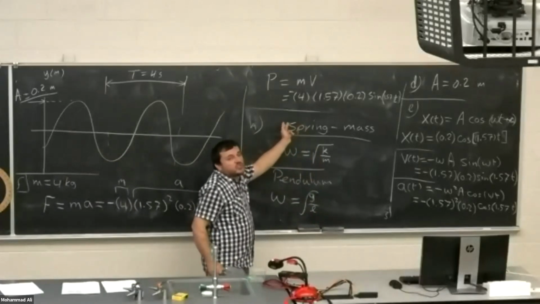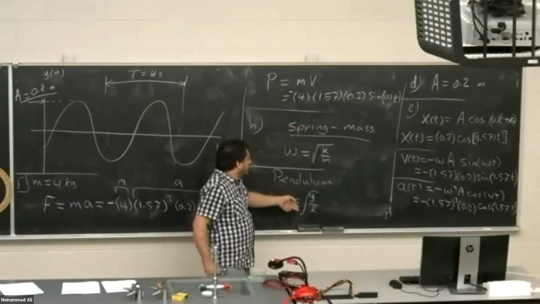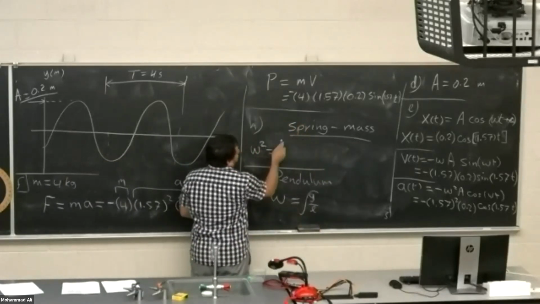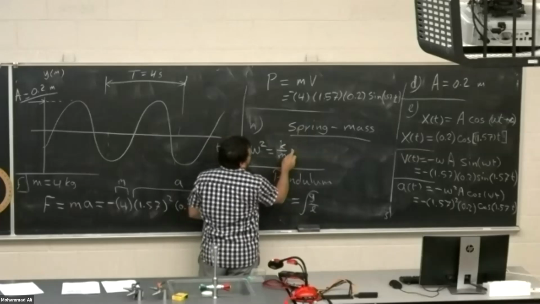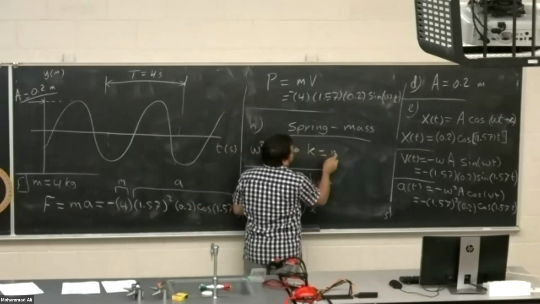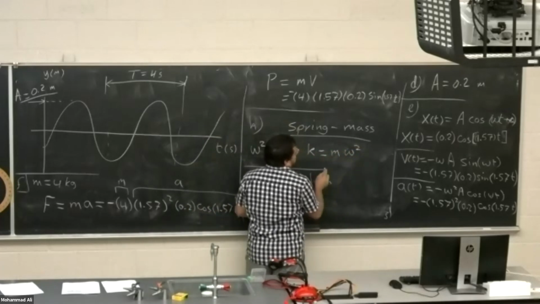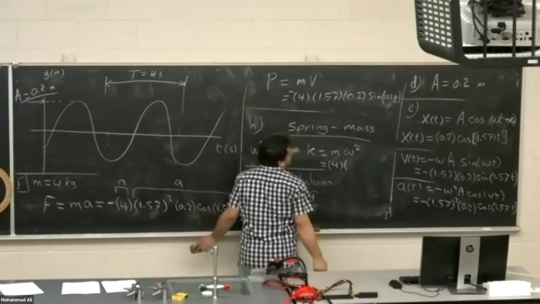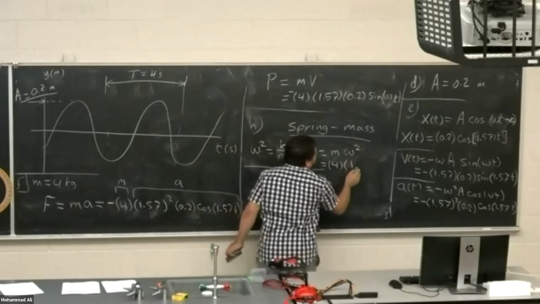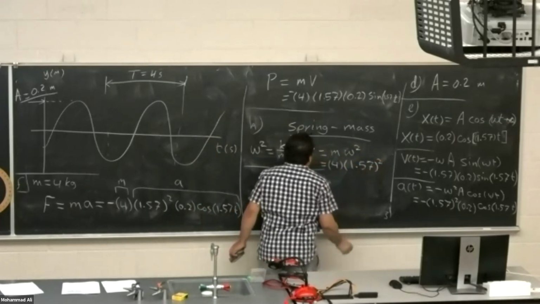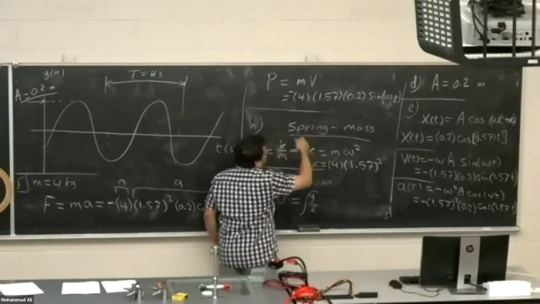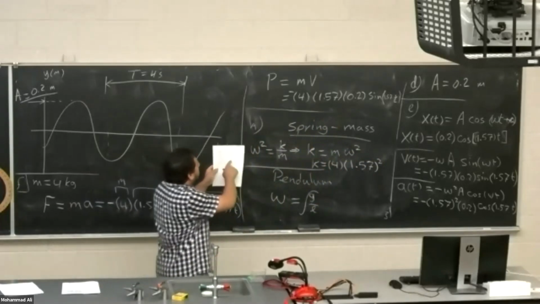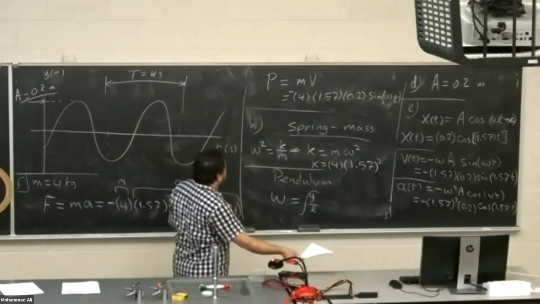The mass is given, it's 4. I need to find K. From here, I will put it here: omega squared is equal to K over M. From this, K is equal to the mass multiplied by omega squared, which is equal to 4 times 1.57 squared. This is K for the spring. If we have a spring, you can see that in page 3 we have a mass spring system.